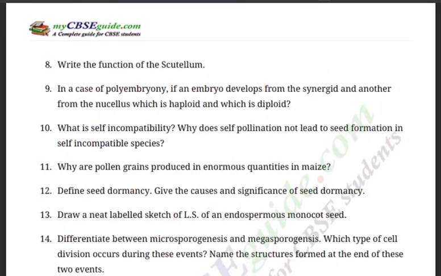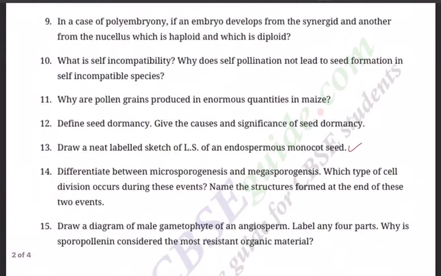Again I said it's important that you practice a lot of diagrams. Question 14: differentiate between microsporogenesis and megasporogenesis. Which type of cell division occurs during these events? Name the structures formed at the end of these 2 events. Again a diagram based question. Question number 15: draw a diagram of male gametophyte of an angiosperm. Label any 4 parts. Why is sporopollenin considered the most resistant organic material?